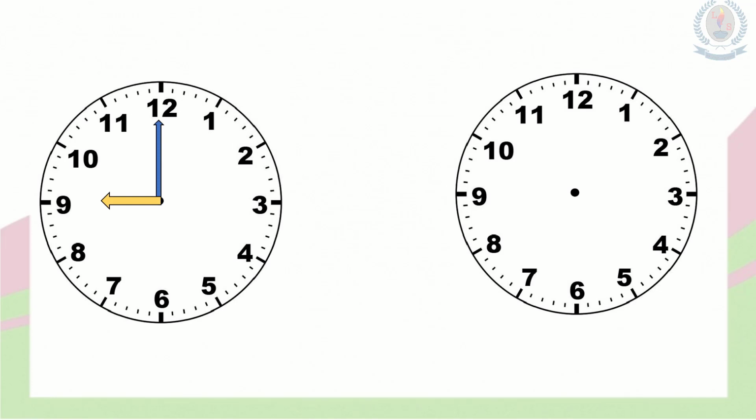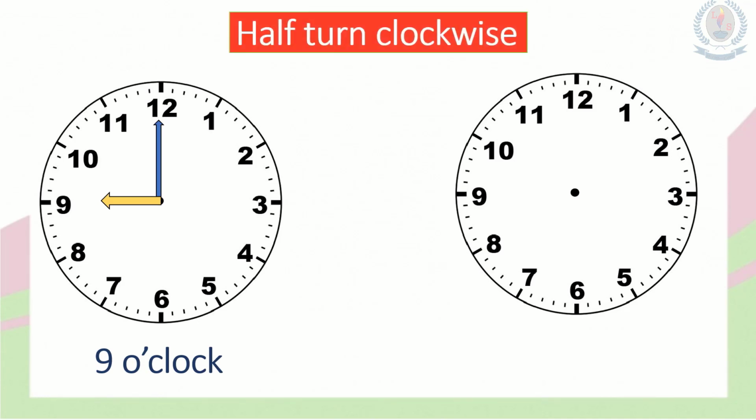The first clock shows a time. What is that time? The short hand points to number 9 and the long hand points to 12. So the time is 9 o'clock. We'll see a half turn clockwise. The hands of the clock turn in a clockwise direction. So the short hand will move from 9 to 10, not up to 10, between 9 and 10.